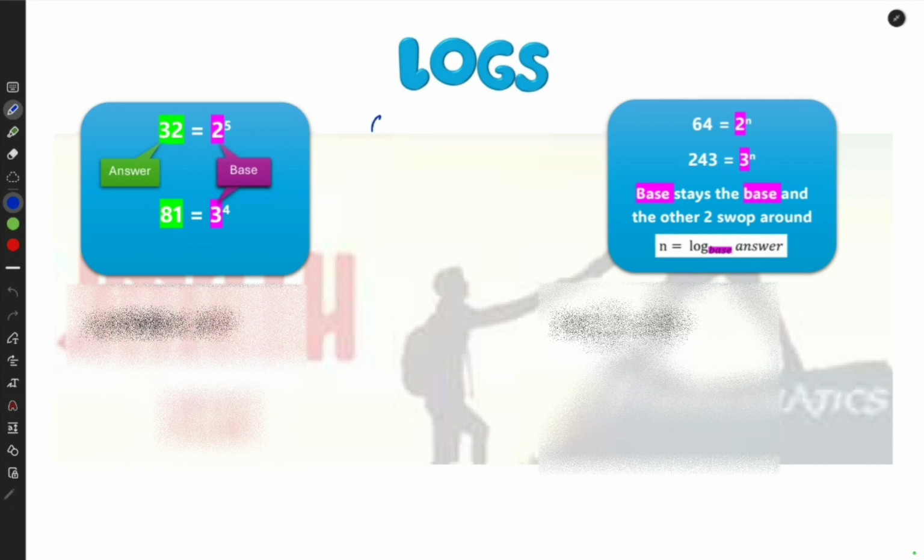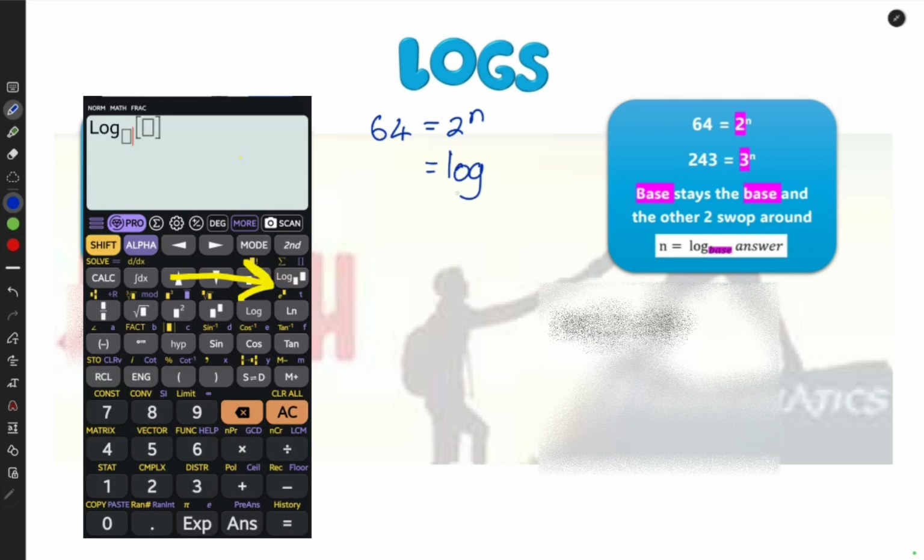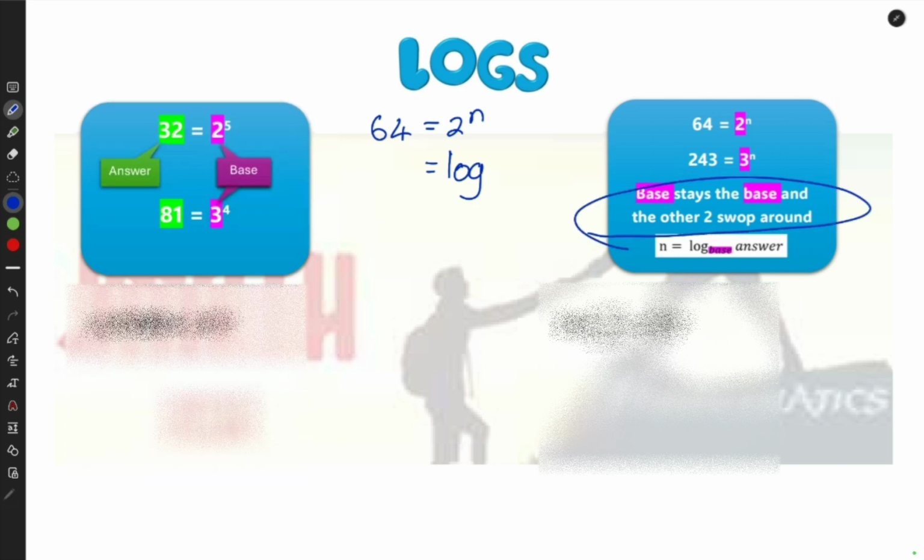Now how we would rewrite this: if I say 64 is equal to 2 to the power n, I would put in a log, and now I want you to please look at your calculator. There are 2 log buttons on your calculator. Please use the top one with 2 little blocks next to it. The bottom block you call the base, and the other block is called the number. Whenever I use logs, there's a little rhyme you can remember: the base stays the base and the other 2 swap around. So the 2 was the base, that becomes the small number, and the other 2 swap around.